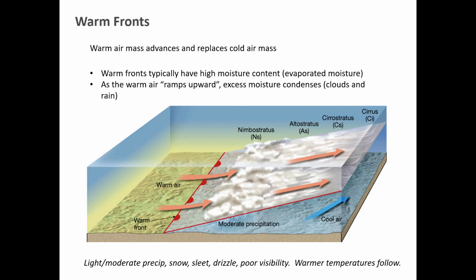And so what you can expect as you fly into areas of warm air mass, coming from maybe a cold air mass to a warm air mass, you can expect poor visibility, nimbus clouds, so clouds producing rain or having high moisture content. And of course, if the temperature is right, you'll have snow or freezing rain.